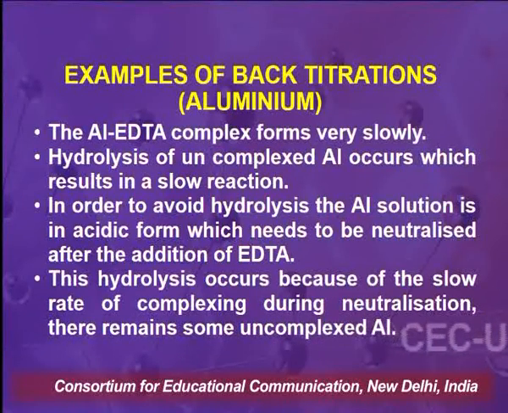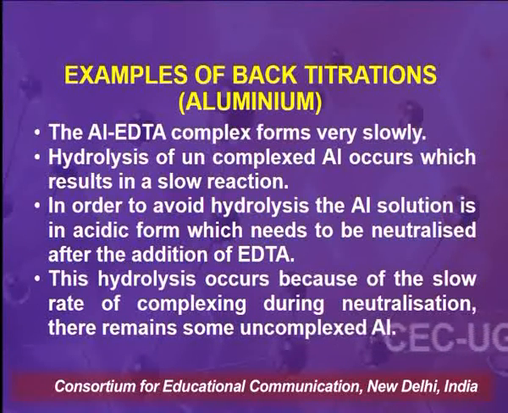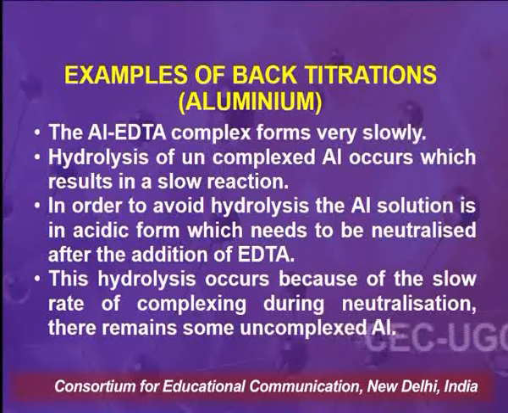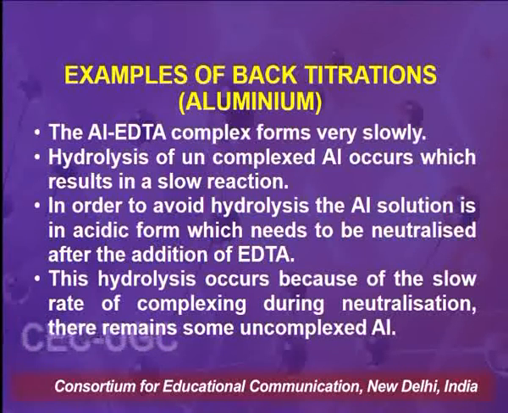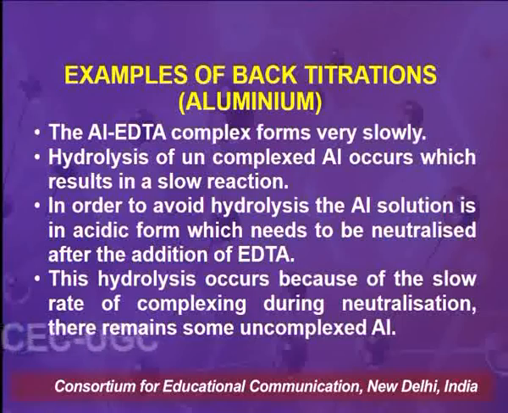So, the reason why aluminium EDTA complex forms very slowly is the hydrolysis of uncomplexed aluminium. In order to avoid hydrolysis, the aluminium solution is in acidic form, which needs to be neutralized after the addition of EDTA. This hydrolysis occurs because of the slow rate of complexing. During neutralization, there remains some uncomplexed aluminium.